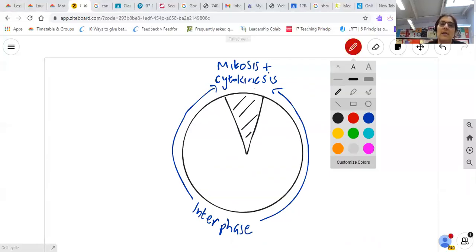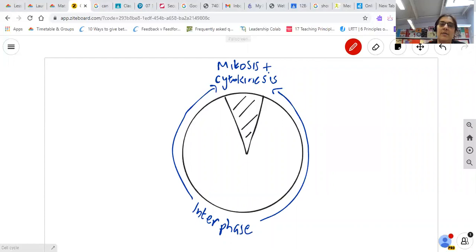Within interphase itself, you've got three main phases: G1 standing for growth 1, S standing for synthesis, and G2 standing for growth 2. Now there's not much difference between G1 and G2. Both of them are preparations for cell division, although G1 is more about growth and G2 is more about the actual preparation for the actual mitosis.